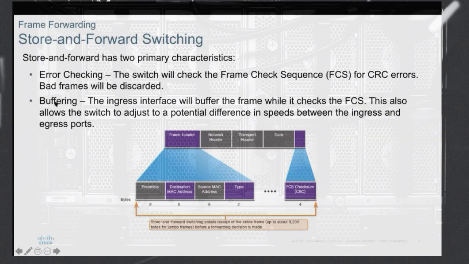Second is that it buffers. Buffering has a very good benefit associated with it. It is used to handle port speed. Different ports might have different speeds. Say one port has a fast speed and the other one has a slow speed. Buffering allows you to adjust for the potential differences in speed of ingress and egress ports, right?